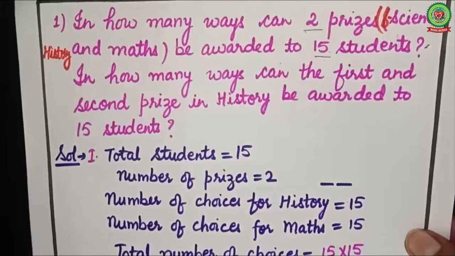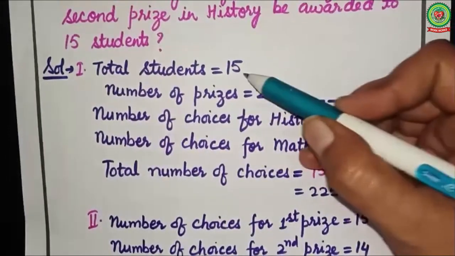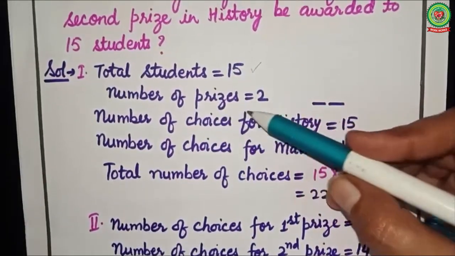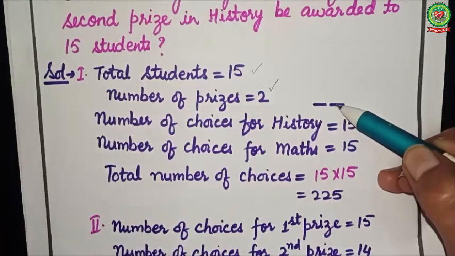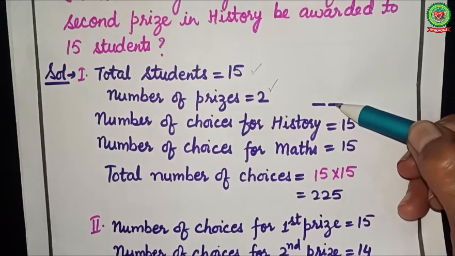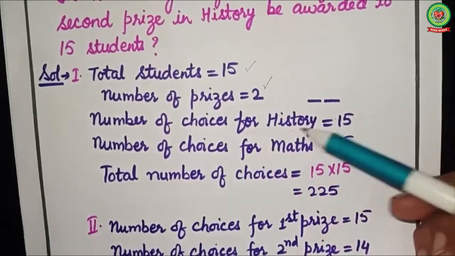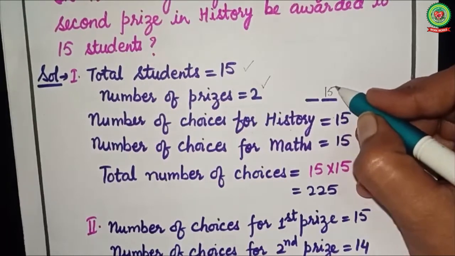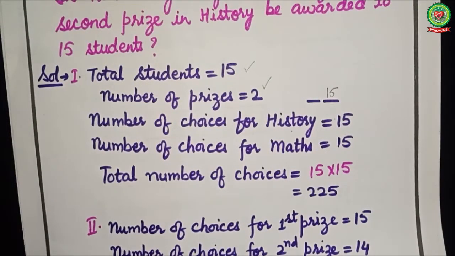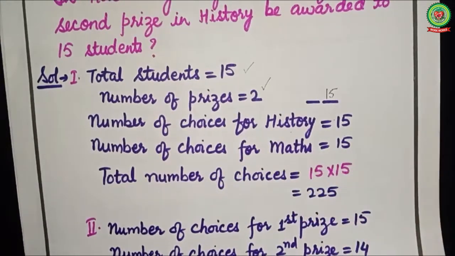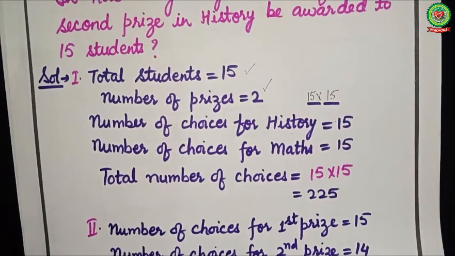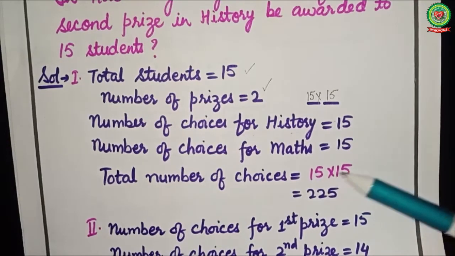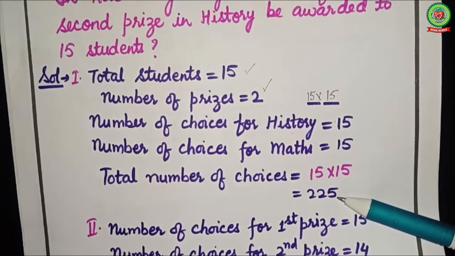So I will discuss the first case first. In the first case, total students is equal to 15, and the number of prizes we are having is 2. It means we have to fill 2 places. Now, for the first prize, we are having 15 choices. That is, the number of choices for the history prize is equal to 15. Now, one student may get 2 prizes also. So the number of choices for the math prize, again it is 15. So the total number of choices for awarding the prizes is equal to 15 multiplied by 15, that is 225.